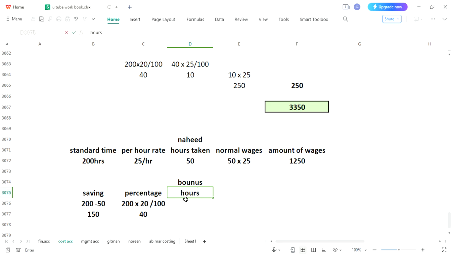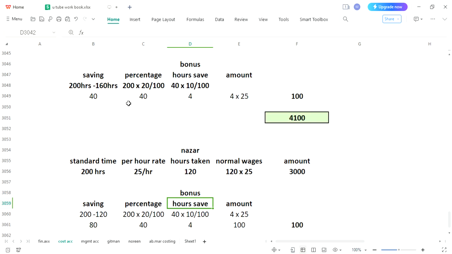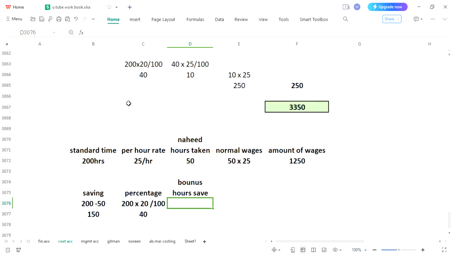Hours saved. For this, we will follow the instruction of the questions. First percentage is 20%, second percentage is 10%. So you will calculate 40 multiplied by 10 divided by 100. How has this 40 appeared? You have calculated this, and from this you will calculate the percentage.